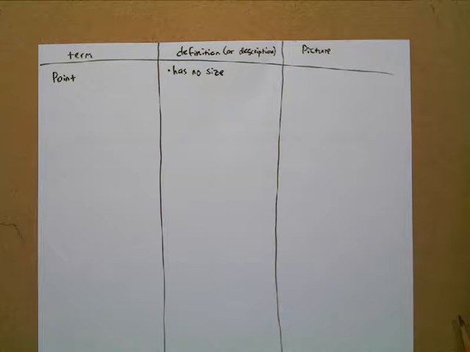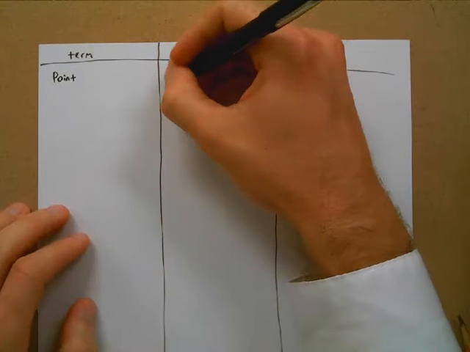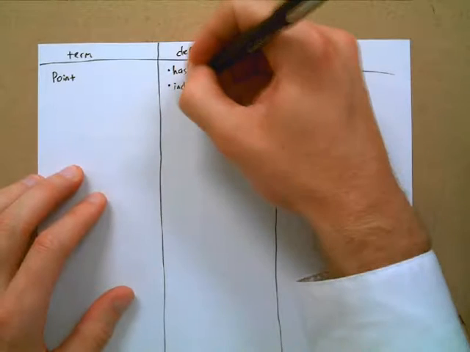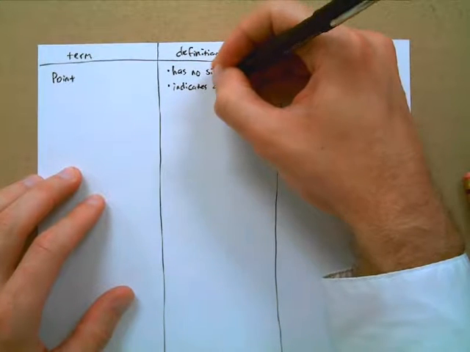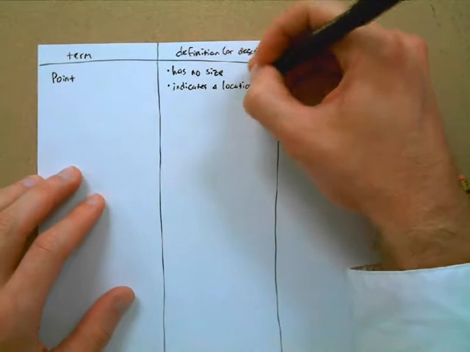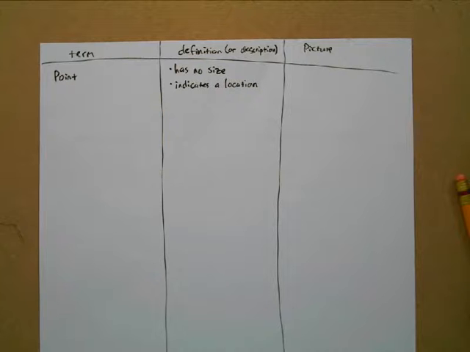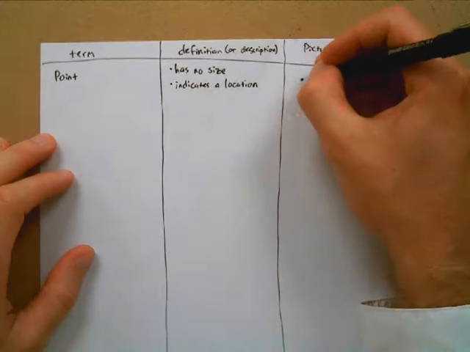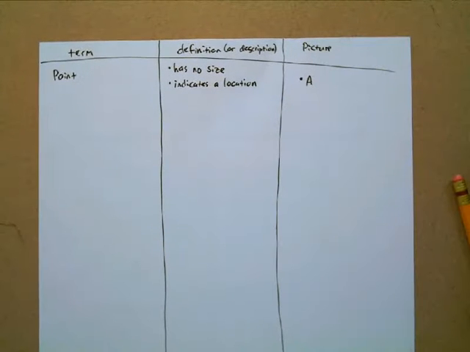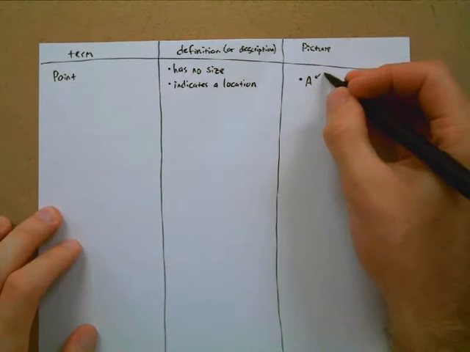Next thing we're going to look at, line. In Euclidean geometry, lines are straight. They do not curve. A line must be straight. It doesn't curve, bend, or make a wave. A line has no thickness, and it is infinite in both directions, in exactly opposite directions. Straight, no thickness, infinite in both directions.